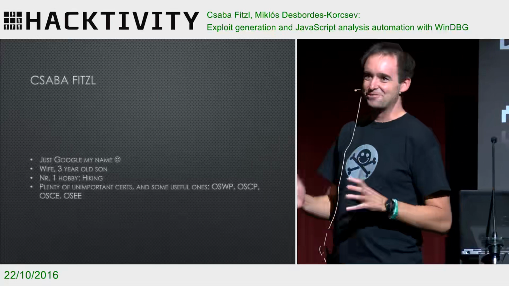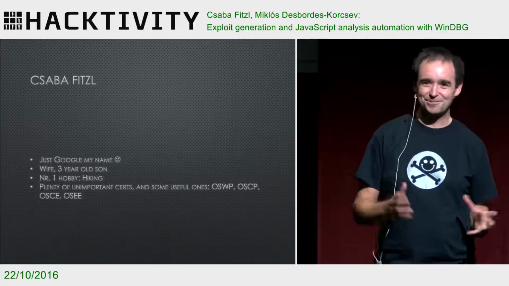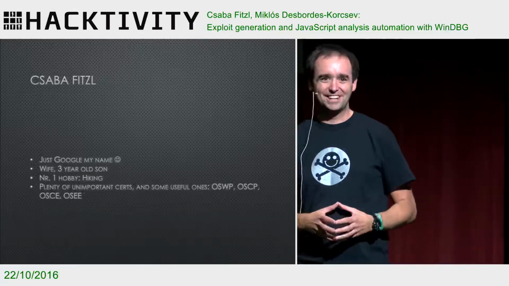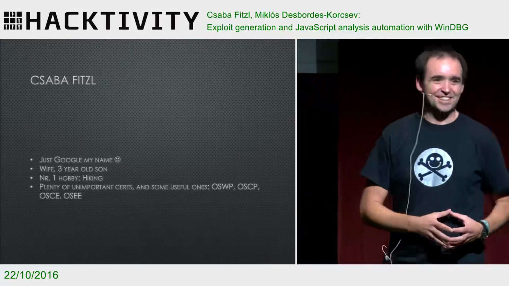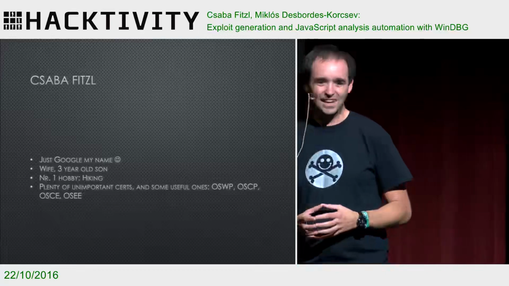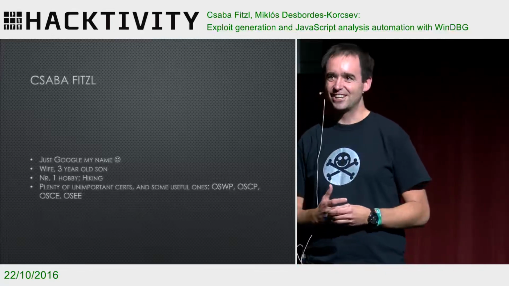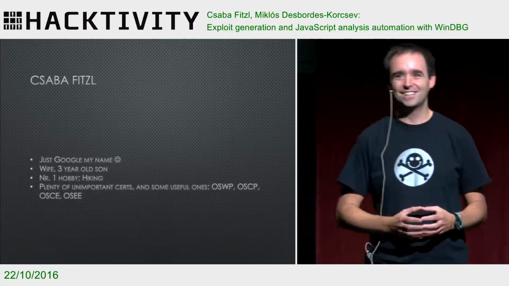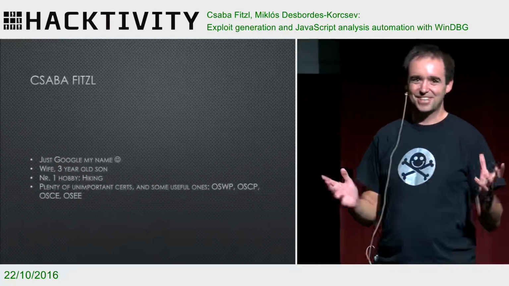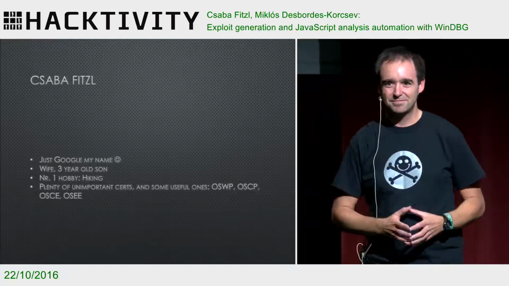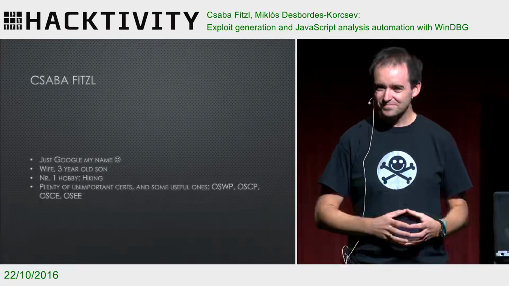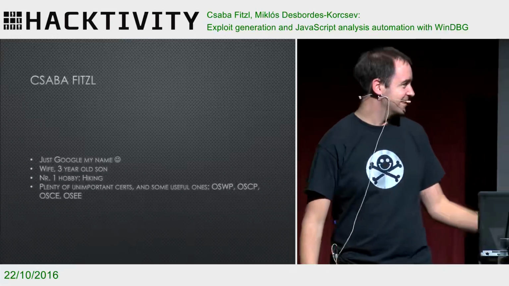A few words about ourselves. I have way too much information about myself on Google or on the internet, so if you want to know anything about me, just Google my name, and you will probably know my entire life. Back to school. I have a wife and a 3-year-old son, and I love hiking as my number one hobby, and of course the second one is security. And I have plenty of certifications. For some reason, I just love to do them. I have plenty of unimportant ones and a few more useful ones, like the ones from Offensive Security.